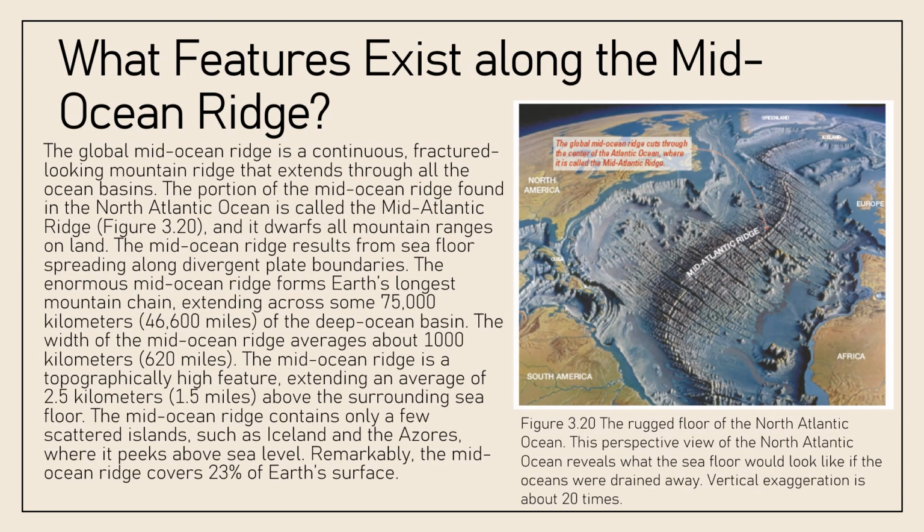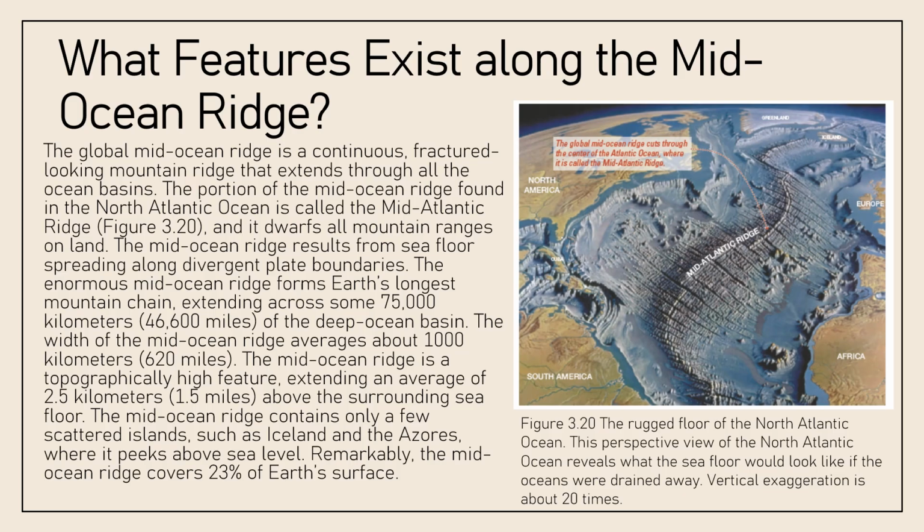So now let's discuss another feature, which is the mid-oceanic ridge, which is again a very interesting feature. In this typical picture on the right, you can see the rugged floor of the Mid-Atlantic Ridge, which is a type of mid-oceanic ridge. So this is basically submerged mountain ranges. So let's talk about this.